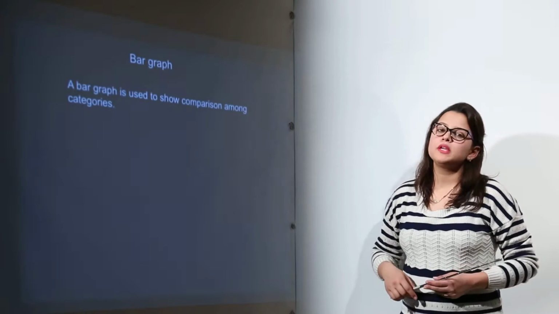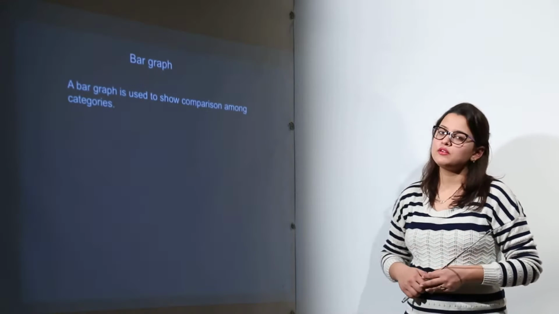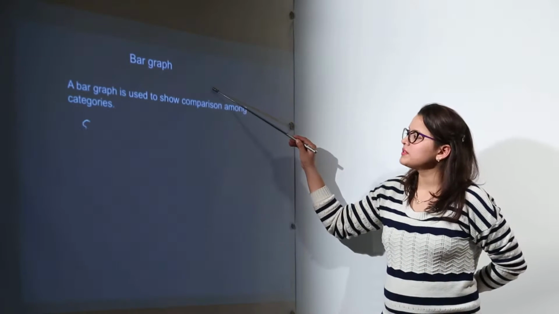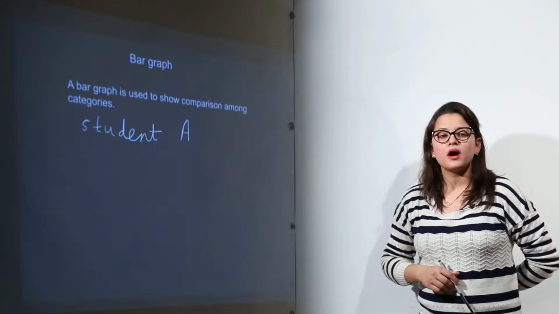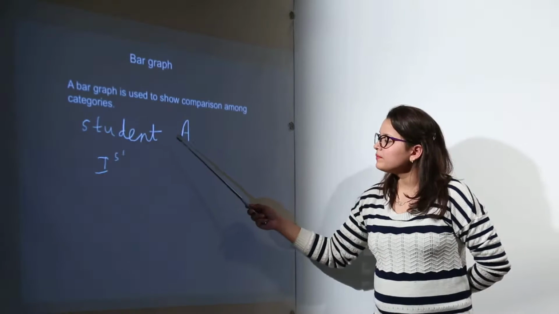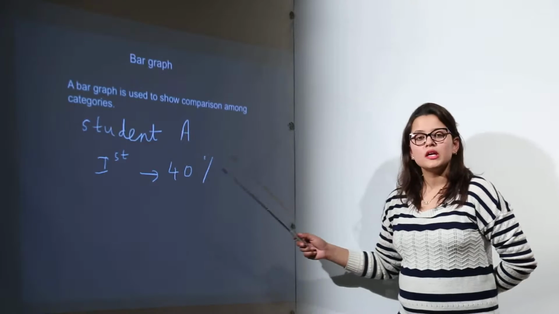Categories could be anything, like you can compare marks of different subjects, right? For that we use the graph representation, that is the bar graph representation. Now I am taking up an example to show you how bar graphs are made. I have taken student A, whose first term marks, second term marks and third term marks will be given to me.